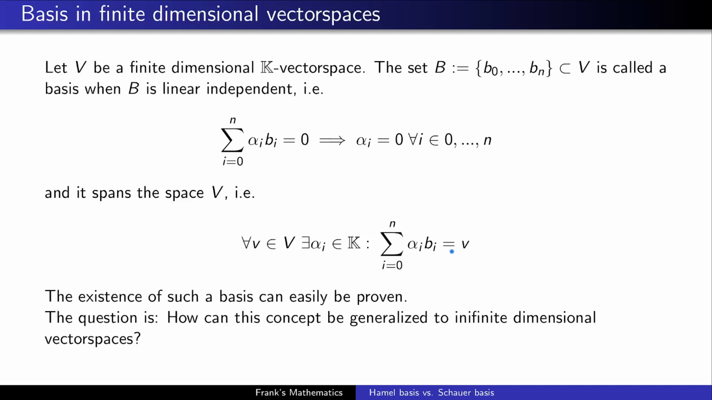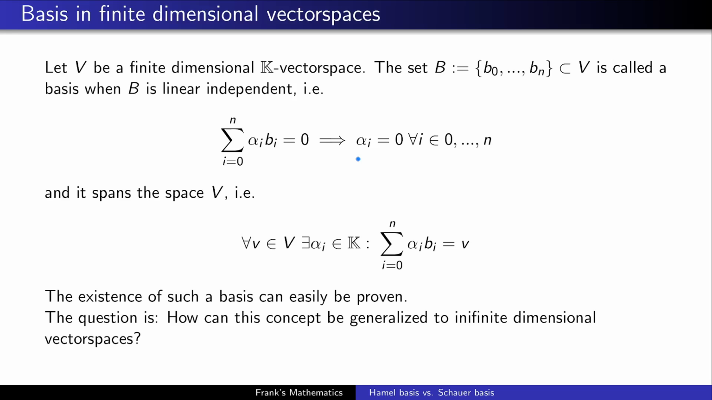We start by recalling the definition of a basis for a finite dimensional vector space. So let V be a finite dimensional vector space. We then call this set B, which contains vectors b0 up to bn, a basis if B is linearly independent, meaning if we have a linear combination of vectors B which is equal to 0, then all the coefficients alpha_i already have to be 0.